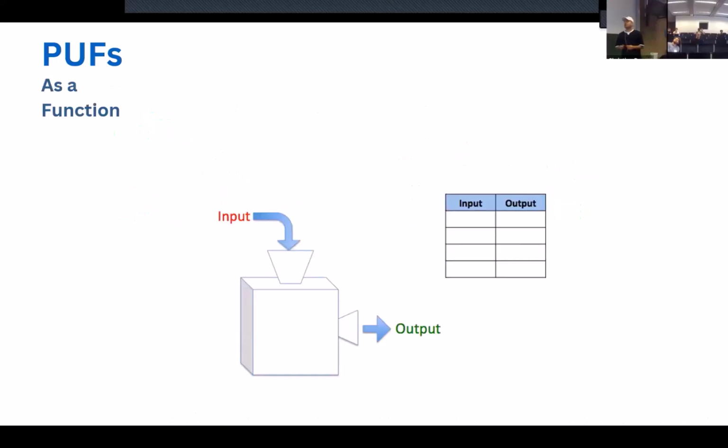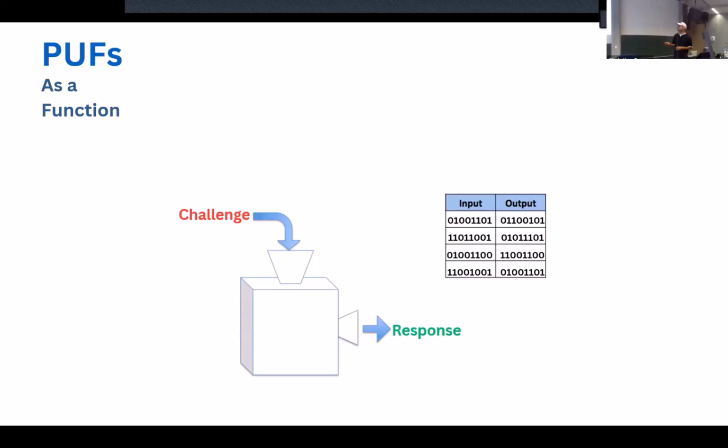Now, why do we call it a function? It's a physical device, but it is called a function because it is modeled as a function. You provide an input, which can be a current signal, and you get an output out of it, which is usually binary bits. In typical PUF terms, we call it challenge and response. The input is called the challenge and the output is the response.